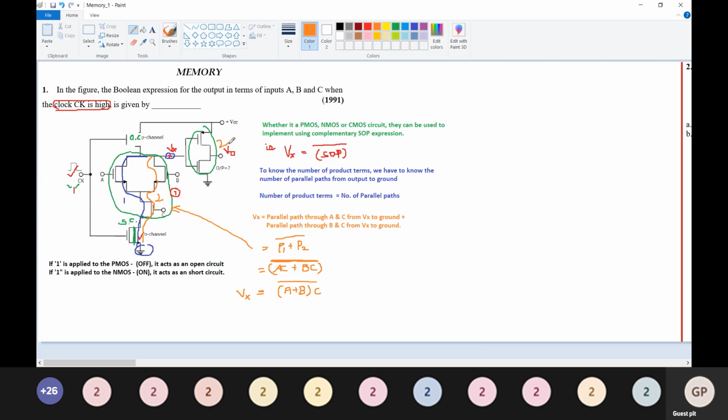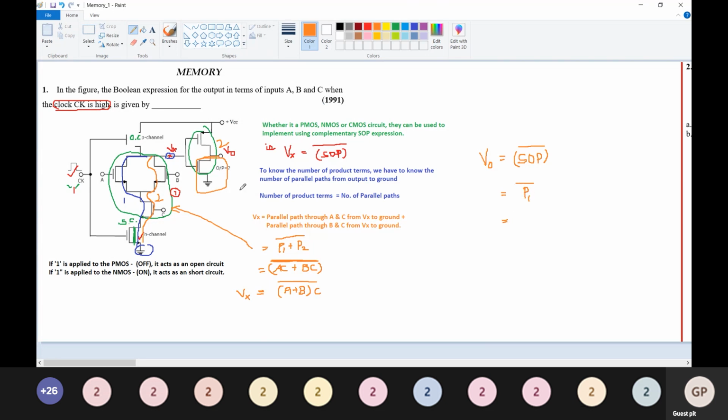So this is the second network. Now to write the expression for V naught, similarly it is an SOP function in complemented form. With respect to output to ground, we have only one MOSFET, so it will be very easy. We have only one product term, so I'll put it as P1.